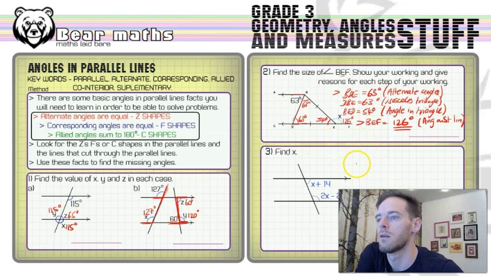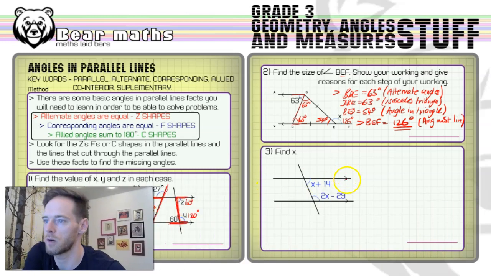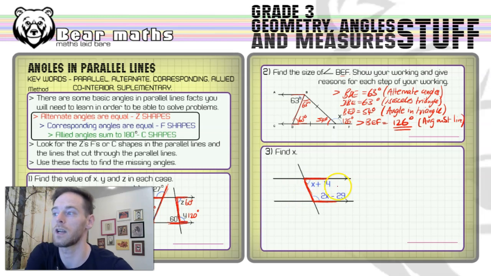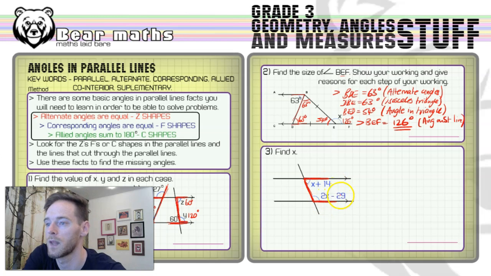Right, let's have a little look at the last one then. Now this is where we've got a little bit of algebra included. It sounds very simple. Find x, but what we're doing is we're using the co-interior angles rule, the C angle rule. And by the way, you used to be able to get away with saying C angles, Z angles, and F angles as your reasons. You can't get away with that anymore. You have to say what they are. So this is allied angles, and these allied angles we know are going to add up to 180 degrees.